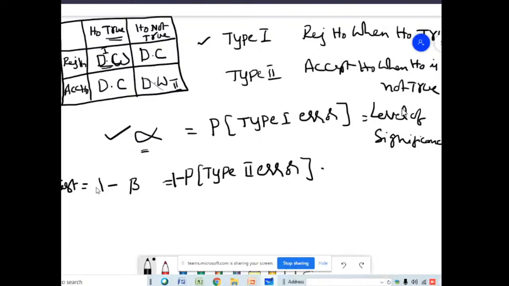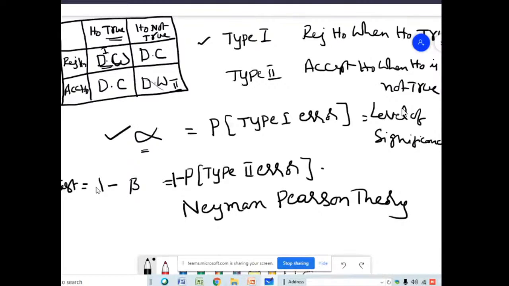So such a theory is generally said to be Neyman-Pearson theory. So that's why we are fixing the alpha value first.